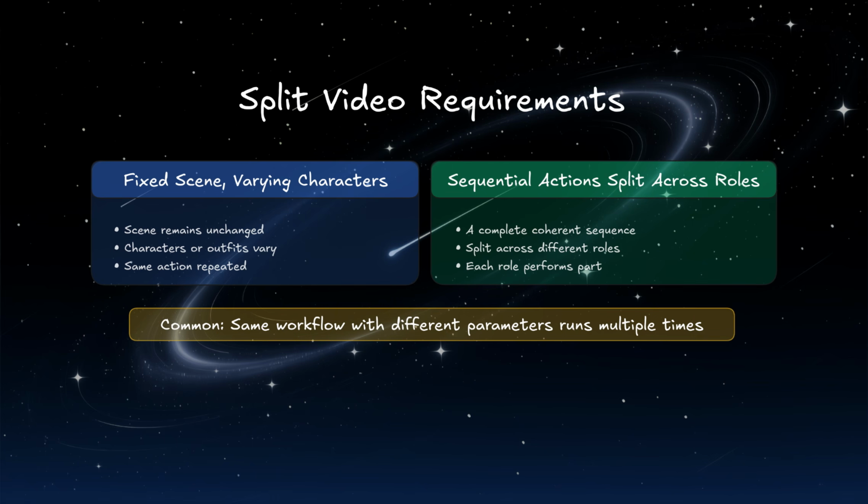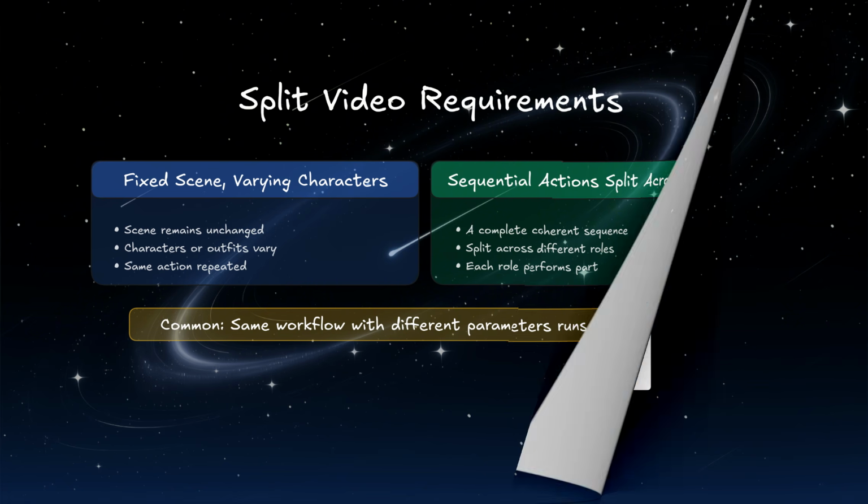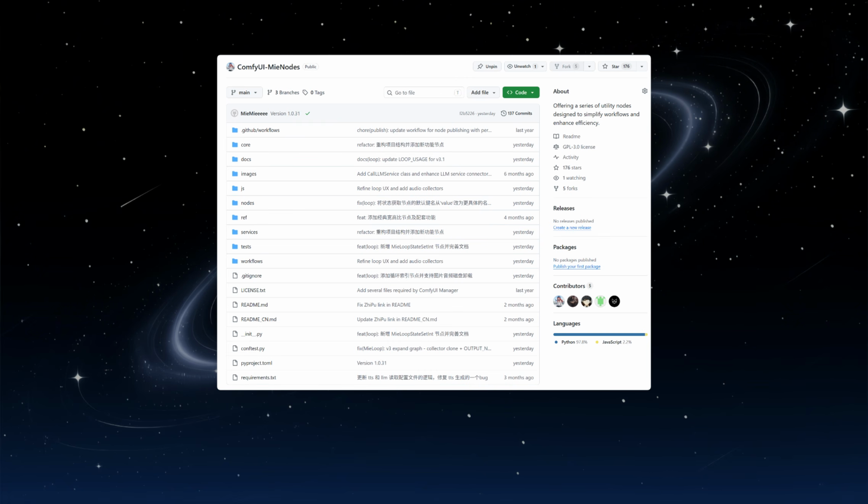I used to write Python scripts for batch processing. But viewers keep asking if it's possible to handle everything purely with nodes in ComfyUI, so you only need to run a workflow. This time, I updated the MieNodes plugin with a new set of loop nodes. Today, I will build a few workflows to demonstrate.